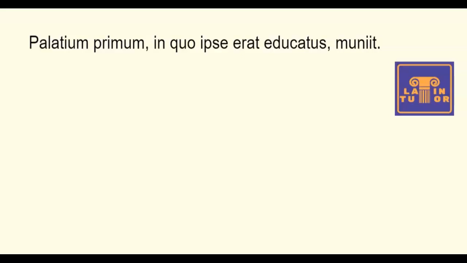So we are talking about Romulus doing something here. We know that. So let's read the sentence. Palatium primum in quo ipse erat educatus munit. Okay, so the first thing we can ask ourselves is the verbs. Where are the verbs? Find the verbs or the verb. So in this case, if you read the sentence, Palatium primum in quo ipse erat, that's a verb. Educatus munit, that's another verb.